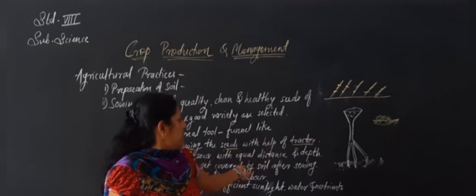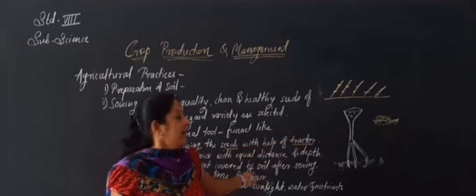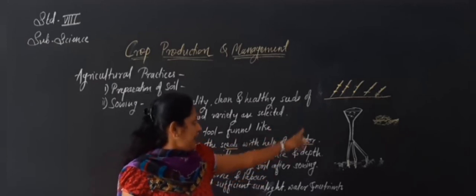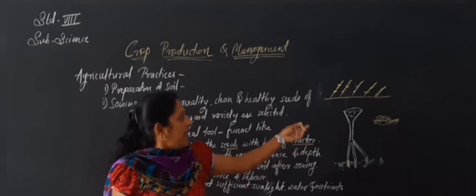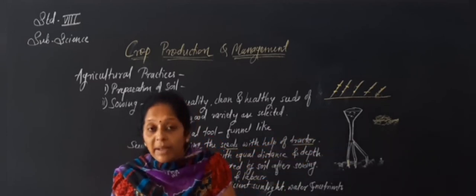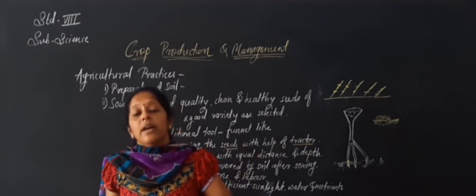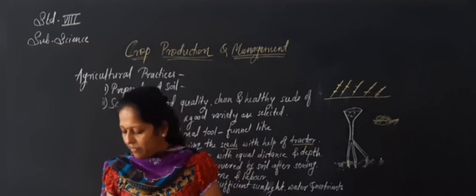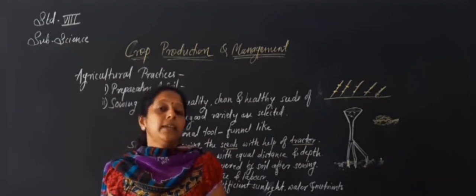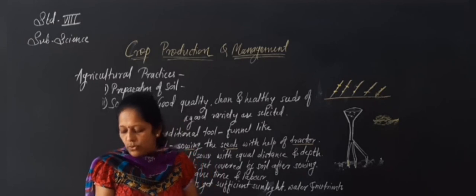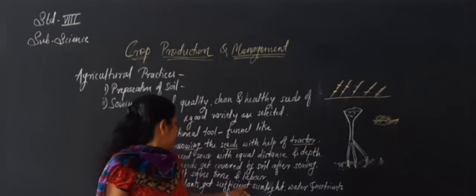With the help of a seed drill, which is attached to the tractor, sowing with equal distance and depth is possible. The seeds also get covered by the soil, so they are not eaten away by birds. This protects the seeds from being eaten by the birds.